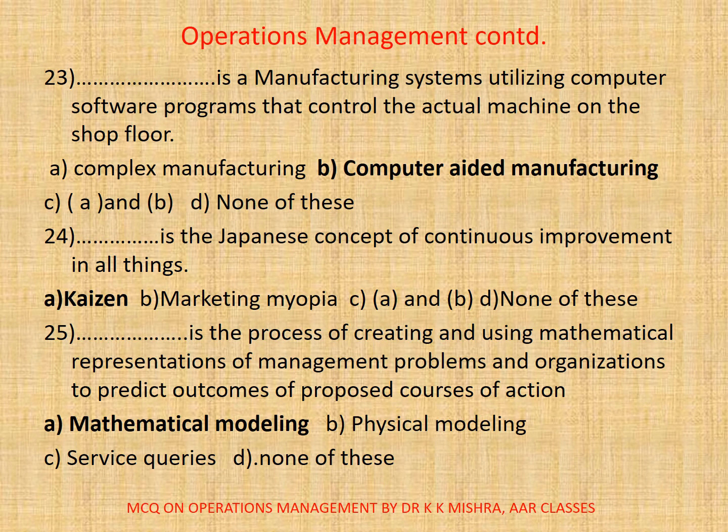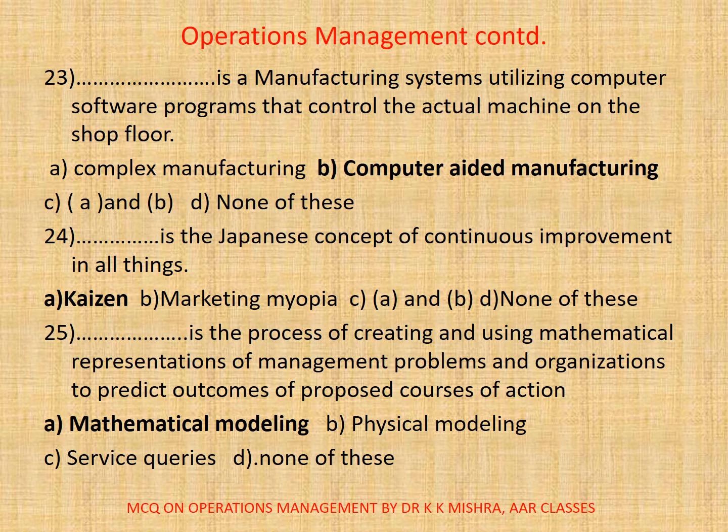23. Dash is a manufacturing system utilizing computer software programs that control the actual machine on the shop floor. A. Complex manufacturing, B. Computer aided manufacturing, C. A and B, D. None of these. Here correct option is B.